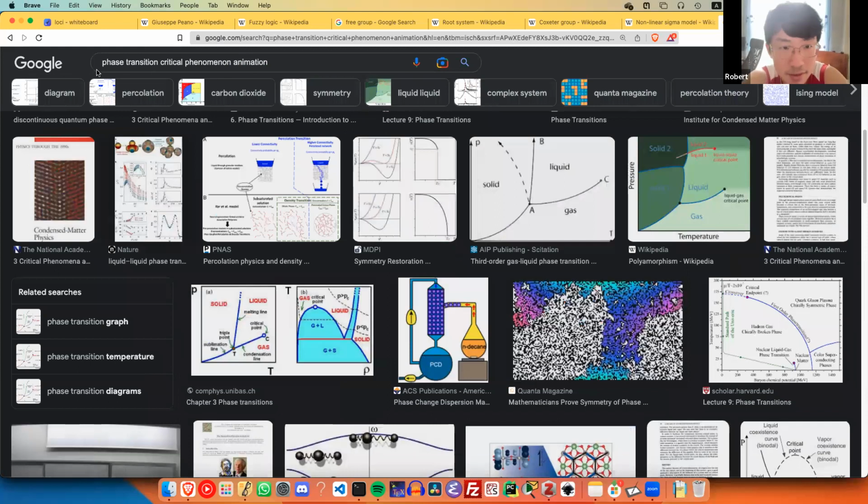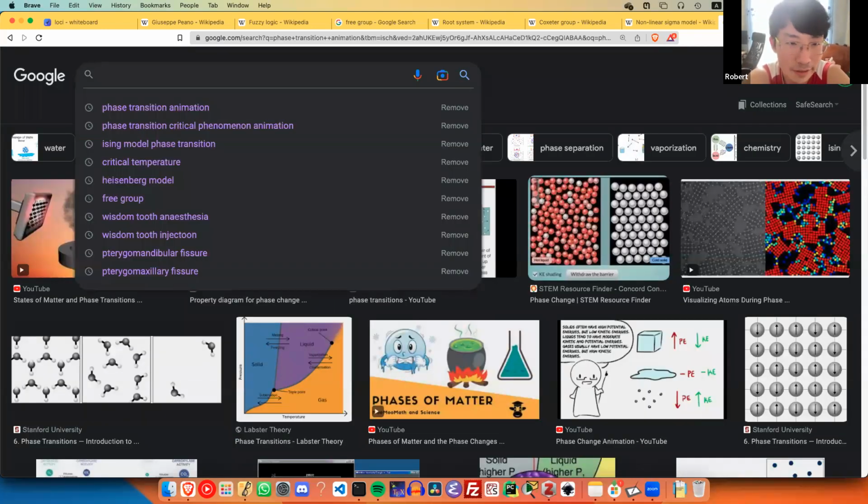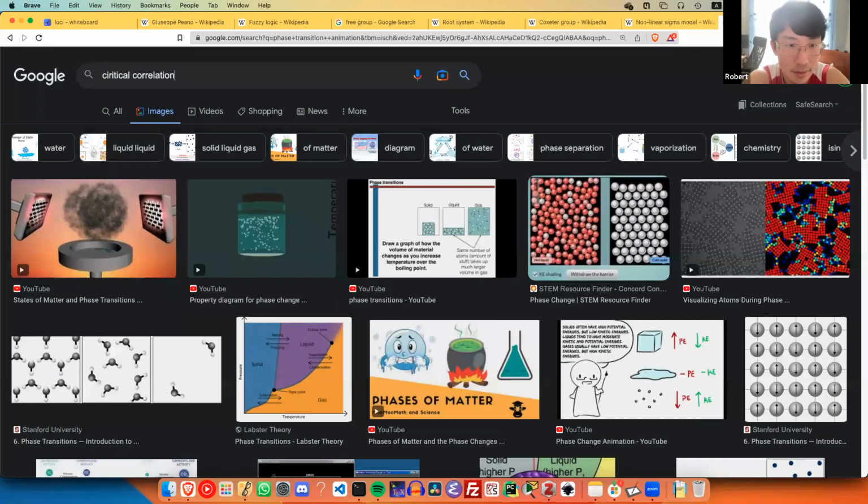Is this some string theory thing? No, it's in general physics. Right, but it appears in string theory as well.